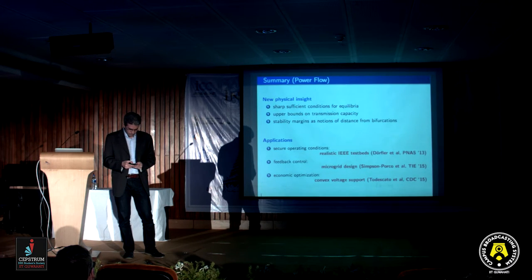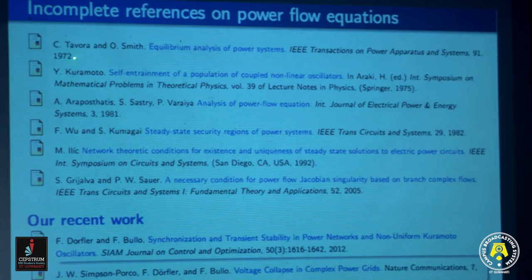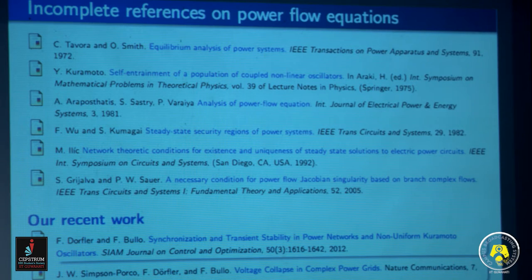Now, in the remaining time, here I have some references for you to be able to follow up. There's some really nice, really early work by Tavora and Smith, which already identified the power flow equation and wrote nice sufficient and necessary conditions early on. There is the work by Kuramoto, of course, that created lots of work. And then there's an early paper by Arapostathis, Sastry and Varaiya, Wu and Kumagai, and so on and so forth. So lots of interesting power flow equations.